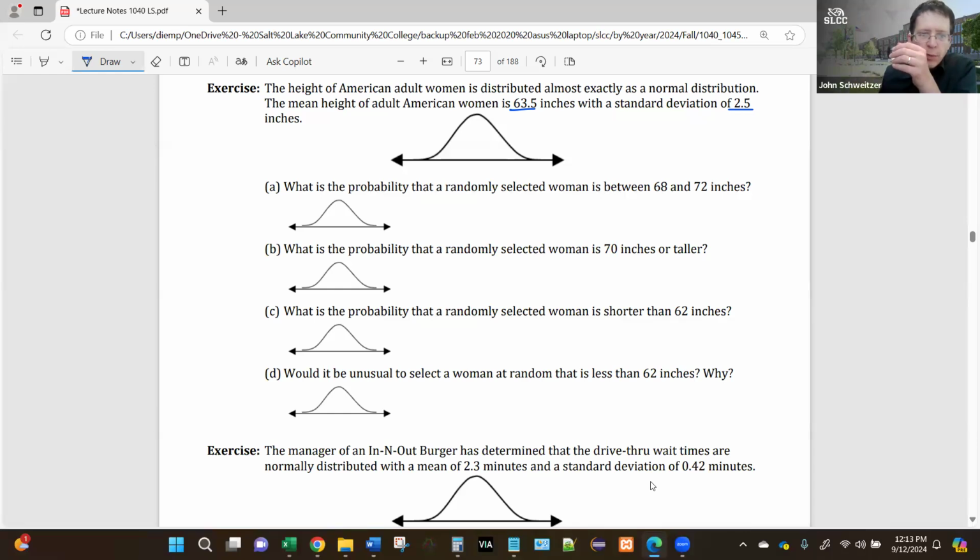And then this question about being unusual. And again, the rule of thumb is about 0.05. That's the rule for our class. It's not really a golden rule or anything. It's not etched in stone or anything. It's just sort of a rule of thumb for unusual events.